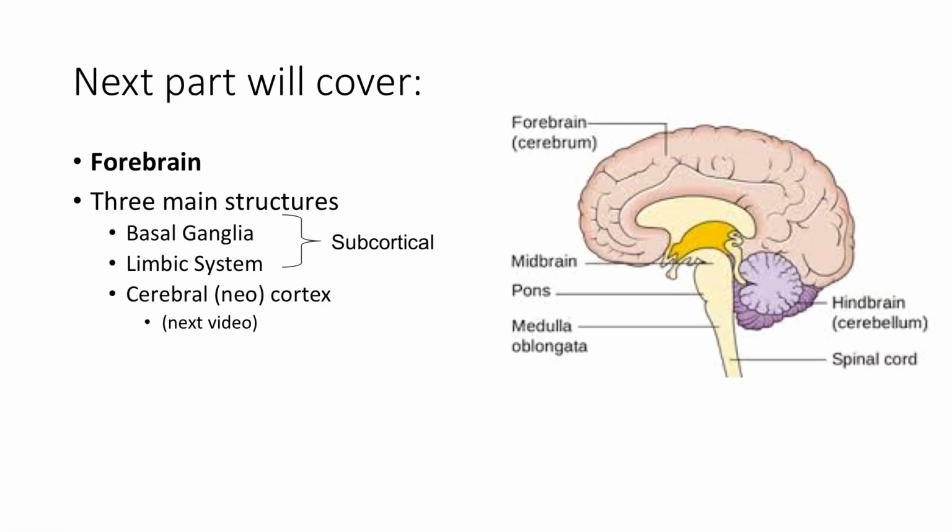So today we are going to talk about the forebrain, which is this entire thing. Of the three structures that make up the forebrain, two are subcortical. So these structures are under the cortex and are located more medially in the brain. These subcortical structures are the basal ganglia and the limbic system. And then in the following video, we are going to talk about the cerebral cortex, which is the outside layers of the cerebrum. These three regions share many connections, and those connections will form functional circuits.